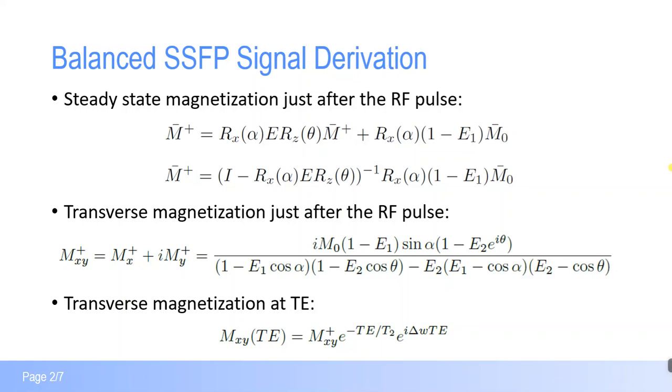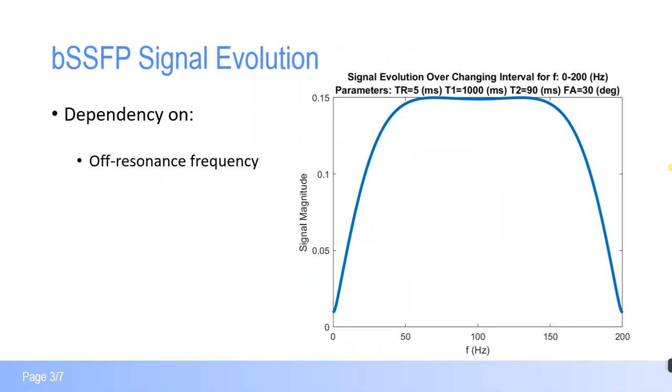Transverse magnetization just after the RF pulse is then formulated as in the slide. Then we can get the magnetization at echo time by adding the effect of T2 decay and of off-resonance frequency. If we look at the signal evolution over changing off-resonance frequency, we can see that signal magnitude is highly dependent on the off-resonance frequency. We can observe that for some frequencies, signal intensity drops.